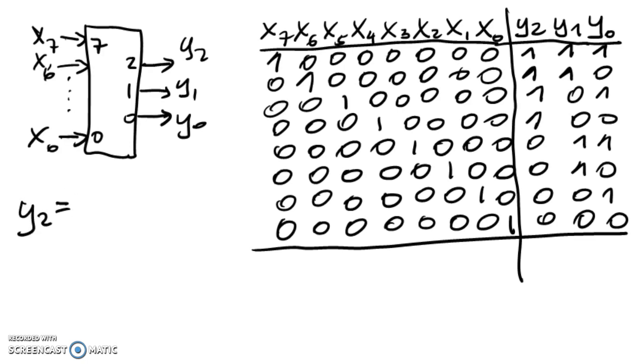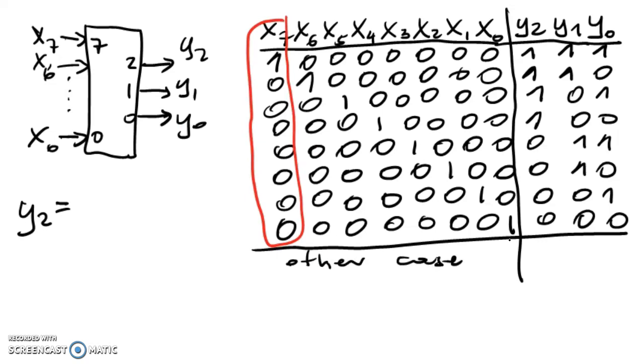Okay. Look at the columns. I've forgotten about the other cases. How many other cases? We've got 8 out of 256. 256 minus 8 gives you 248 other cases. A lot of them.